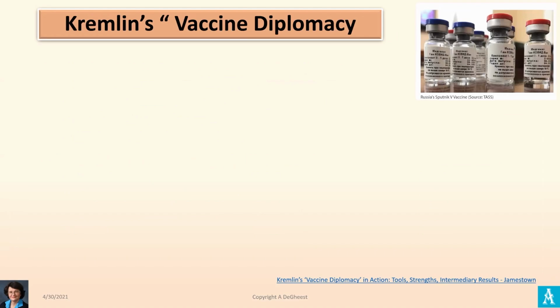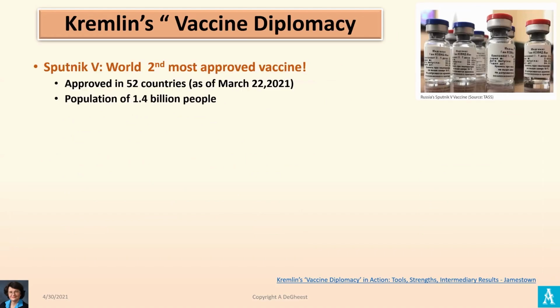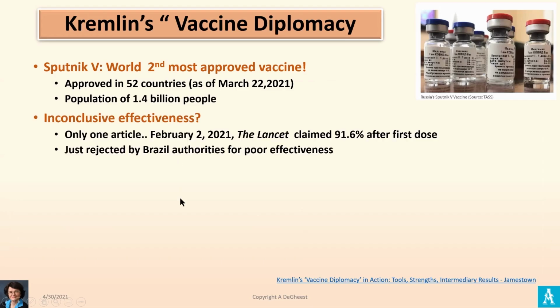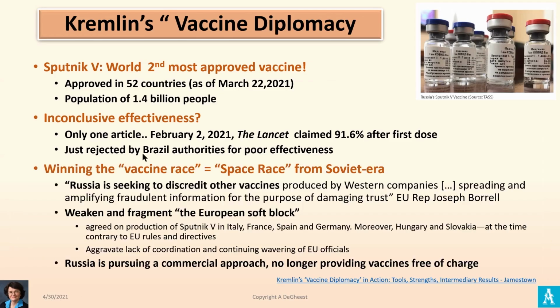Sputnik V, from the Kremlin, is the second most approved vaccine in the world. It has been approved in 52 countries as of March, covering a population of 1.4 billion people. Unfortunately, it's a bit unclear how effective it is. They had a publication in the Lancet, and they claim 91% efficacy after the first dose, which is kind of surprising for how high it is. They've just been rejected by Brazilian authorities, despite the fact that Brazil is having all these problems, because they show poor effectiveness against the P1 variant. But they're winning the vaccine race because they have this attitude.